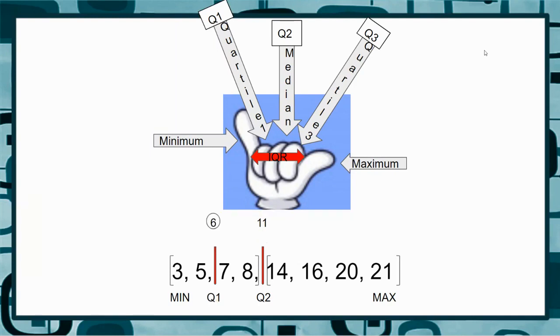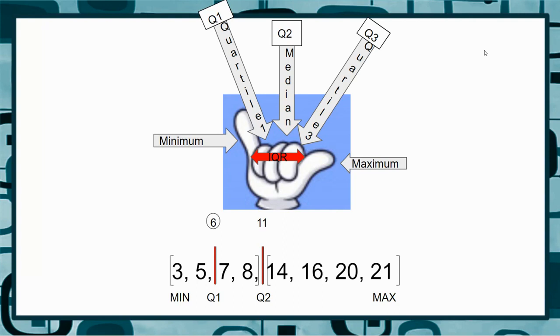The next thing we're going to do is identify Q1, or quartile 1. And to do that, we're going to find the middle value in the first half of the data set. So the two middle numbers in the first half of the data set are 5 and 7. Well, the value directly between 5 and 7 is 6. You could think about that on a number line, 5, 6, 7. Or you might add 5 plus 7 to get 12, and 12 divided by 2 is 6.